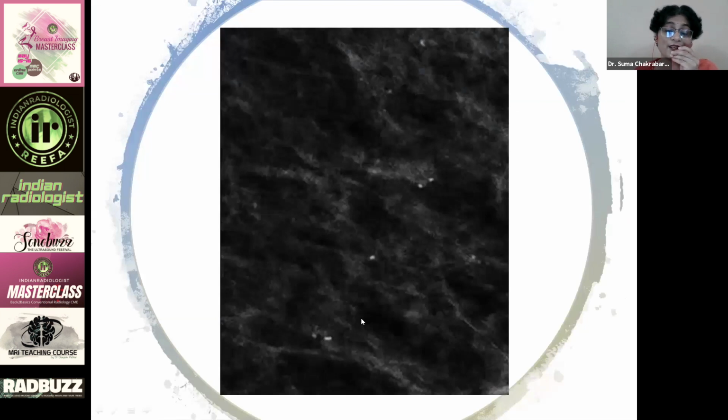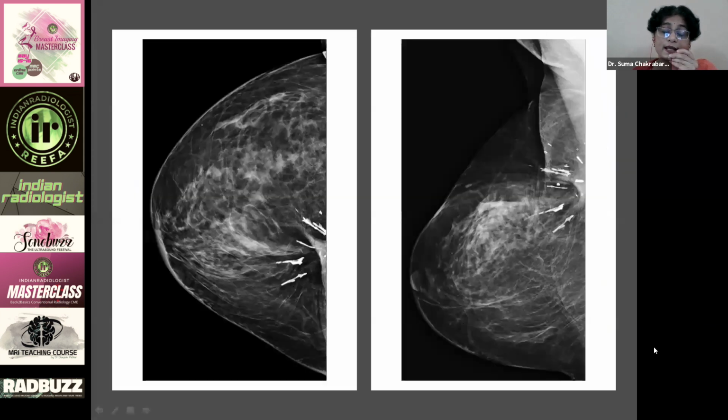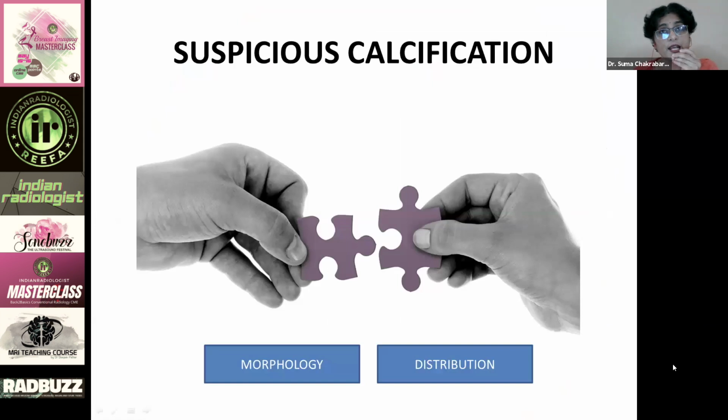Here is a less obvious example of this, with layering here. Sometimes you don't see lots of calcifications layering, but you have to compare your CC and your ML images, and ultrasound sometimes shows you small cysts with calcifications within. Calcification of sutures and calcification of clips like here are again entirely benign. So that brings to an end the obviously benign calcifications which we don't need to do anything about. If the calcifications don't look like the obviously benign calcifications, we would call this group of calcification the suspicious calcification.